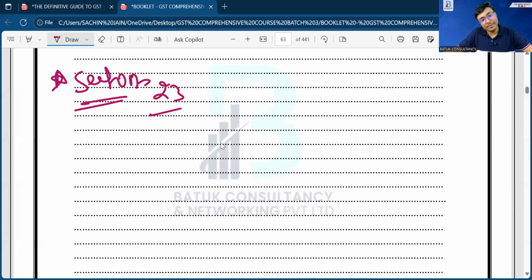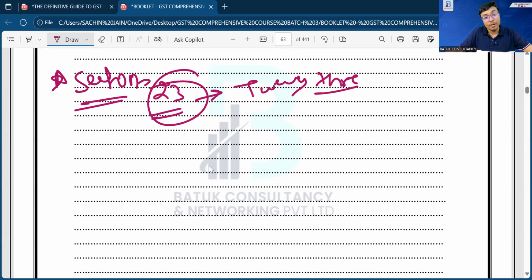Section number 23, sir, just try to link the word 23 free, section number 23 free. No need to take the GST registration if you are exclusively dealing in exempted goods and services, or you are an agriculturalist. You need not take the GST registration. Section 23 free. No need to take the GST registration.